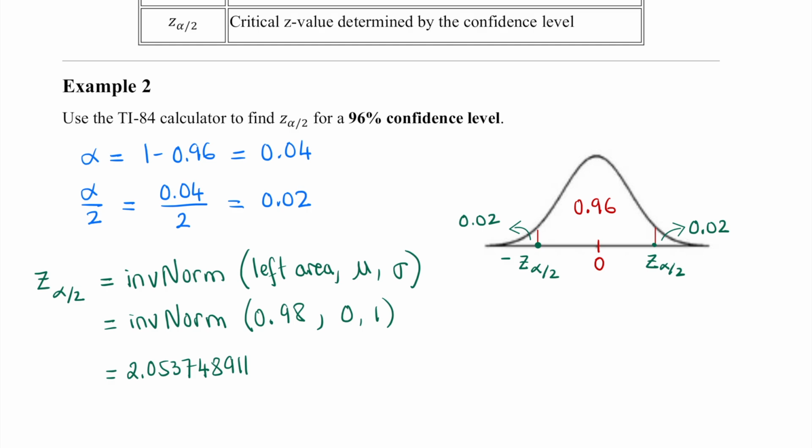So we get 2.053748911. And if we round it to 2 decimal places, we get 2.05. So for a 96% confidence level, the critical value z sub alpha over 2 is 2.05.